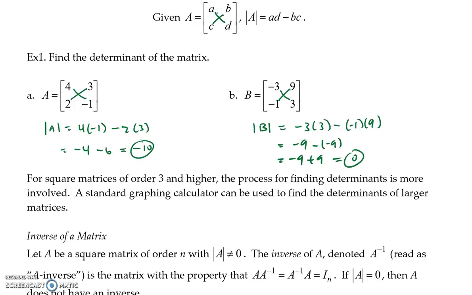So this shows us a simple method for finding the determinant of a 2 by 2 matrix. These are the only types of determinants that we will deal with. There are methods for finding determinants for larger matrices. The matrices have to be square, but they can have an order greater than 2. So for order 3 and higher, there's a more involved process for finding the determinant, and so we will not go into that, but I will tell you that a standard graphing calculator can be used to find such determinants if for some reason you need to compute one.